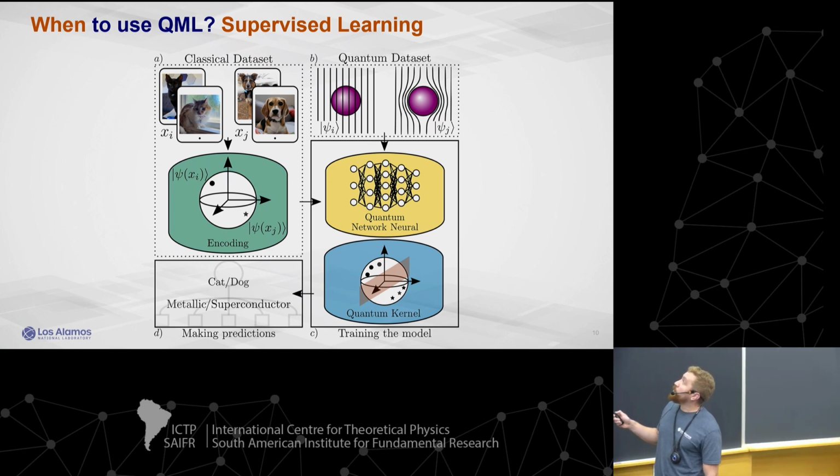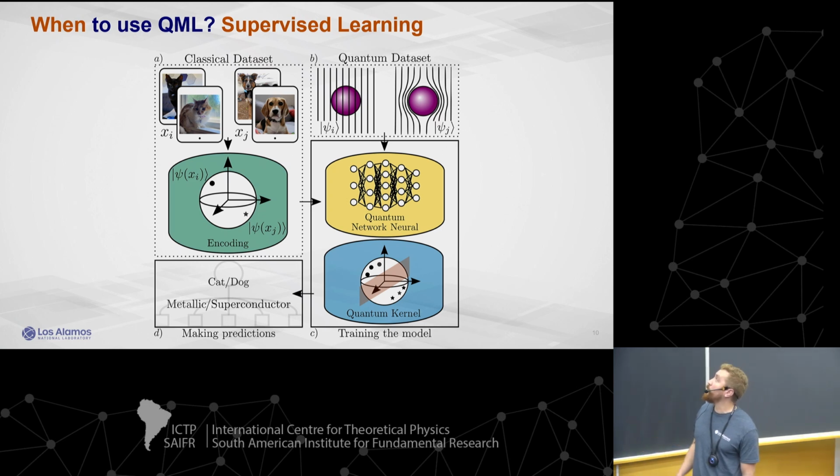So from here, what we're going to try to do is put our data somehow into the quantum computer, so encode classical data into a quantum state, and then we're either going to use a quantum neural network or a quantum kernel to try to do the classification and the prediction.